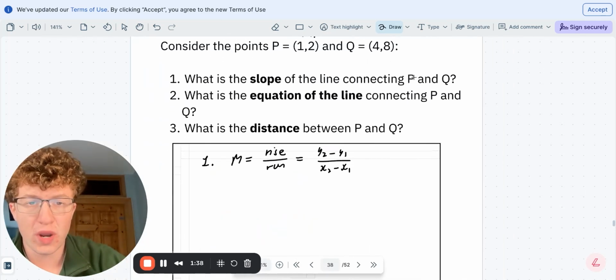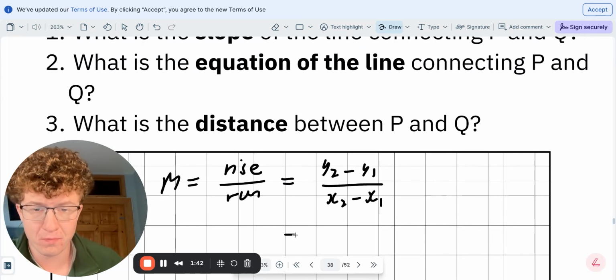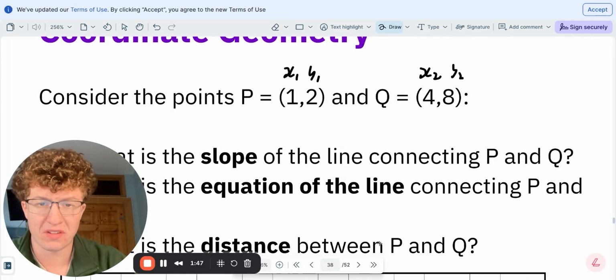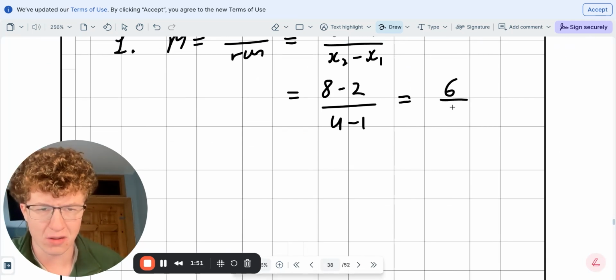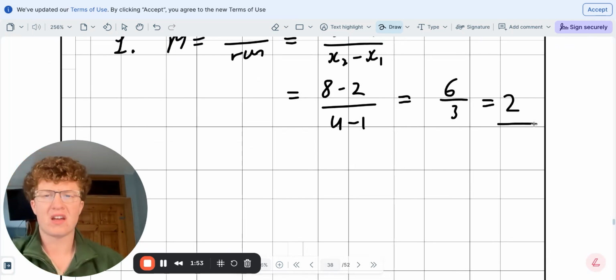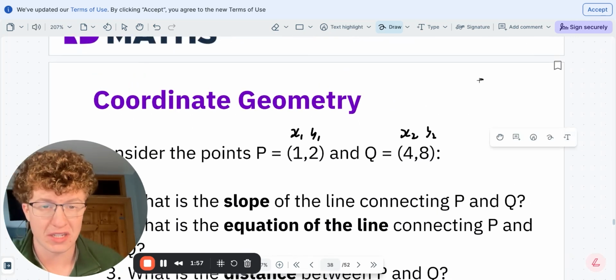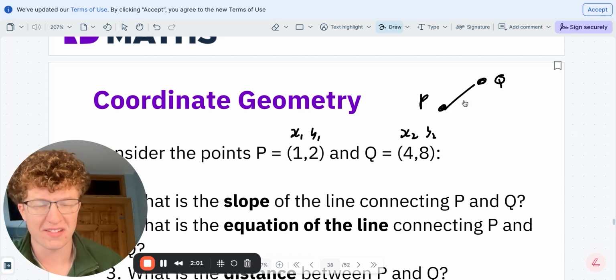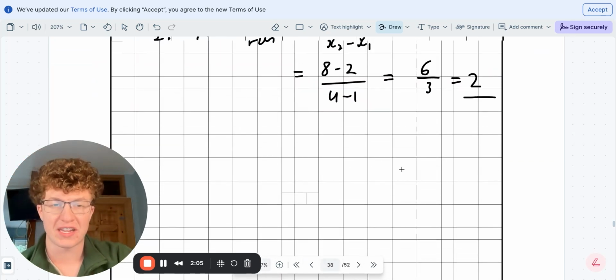So y2 minus y1, that's going to be 8 minus 2. And then x2 minus x1 is going to be 4 minus 1. So that's going to be 6 over 3, which is equal to 2. So that's the slope of the line connecting the points P and Q. So like, imagine Q is like here, P is here. The slope of this line is 2. We just figured out.